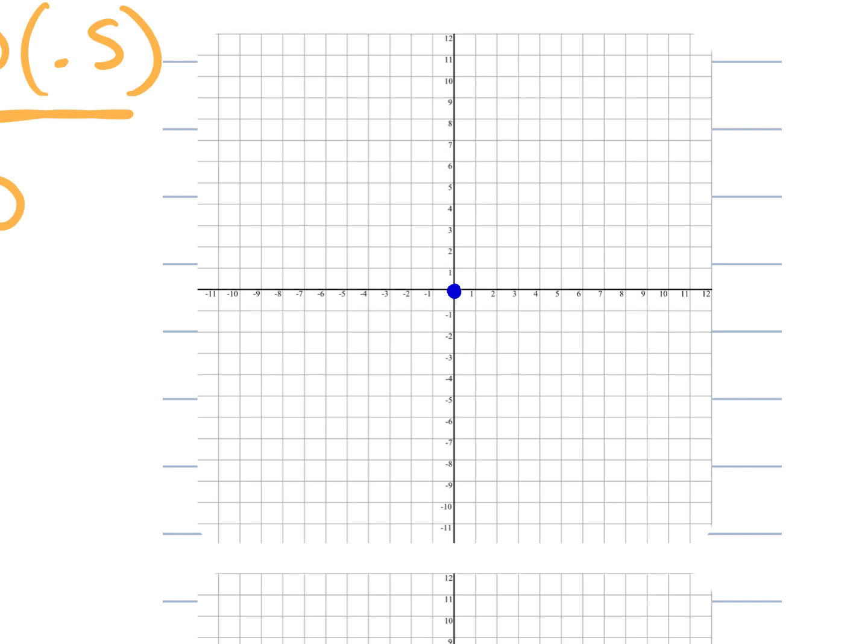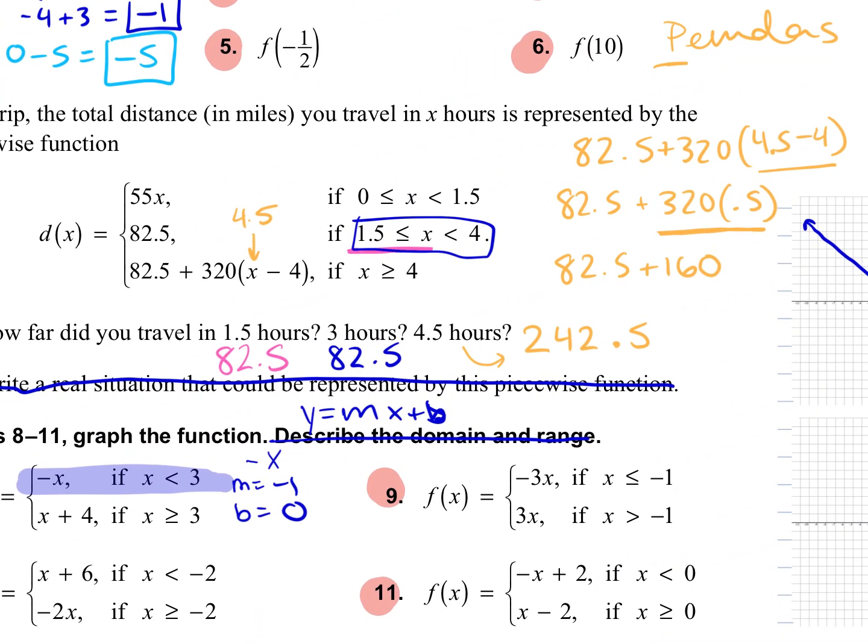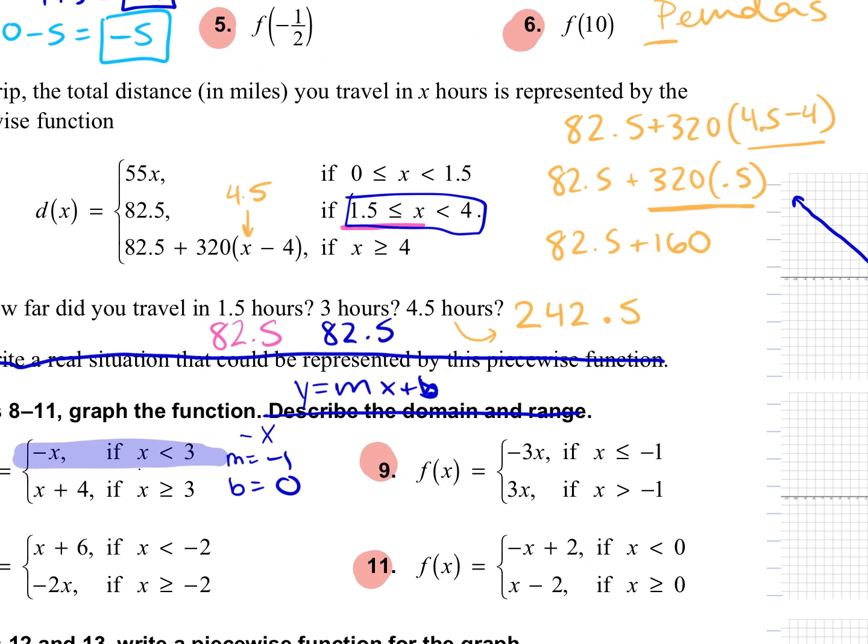How do I show the slope of negative 1? Down 1 to the right 1. So you always go to the right. If it's negative, you just go down to the right. If it's positive, you would go up and to the right. Always go to the right. So down 1 to the right 1, down 1 to the right 1. Just keep going. We want to make a full line at first, and then we're going to look at our restriction. X is less than 3.